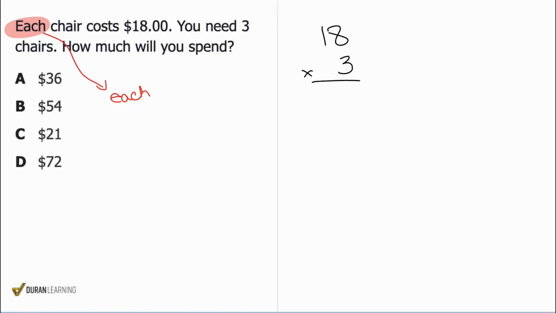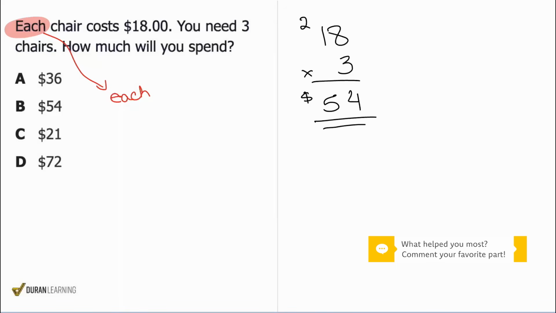And then we'll go ahead and just continue with the calculation. 8 times 3, that'll be 24. 1 times 3 is 3. Carry the 2 is 5. And there we are. That'll be $54, making the correct answer here answer choice B.